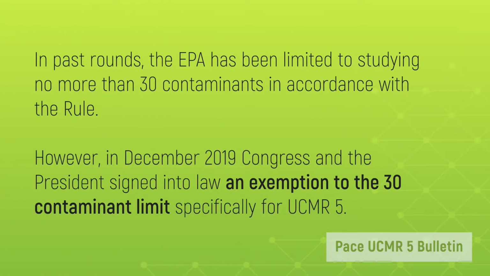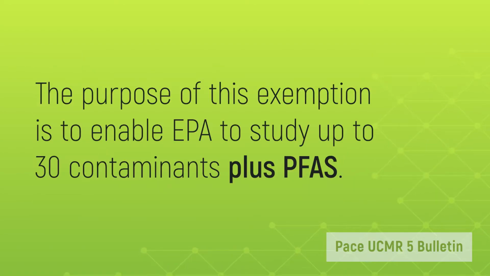Up until early January 2021, EPA's publicly available information about the program shows that EPA has been considering 69 contaminants for inclusion in the 5th round of monitoring. In past rounds, the EPA has been limited to studying no more than 30 contaminants in accordance with the rule. However, in December 2019, Congress and the President signed into law an exemption to the 30 contaminant limit specifically for UCMR 5. The purpose of this exemption is to enable EPA to study up to 30 contaminants plus PFAS.